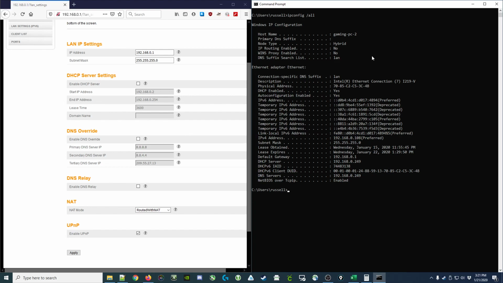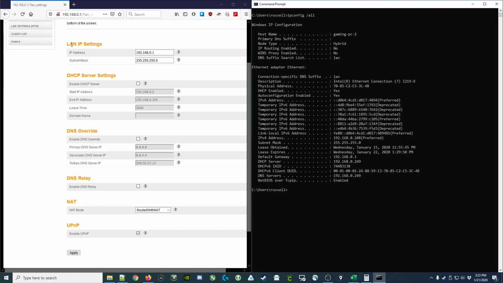Now, looking over here at my ipconfig output, you can see some of this information coming across. First off, you can see that my IPv4 address is 192.168.0.108, which falls inside this range between starting and ending IP addresses. You'll see a subnet mask, which is 255.255.255.0, which is actually up here at the top of my screen as part of my LAN settings.